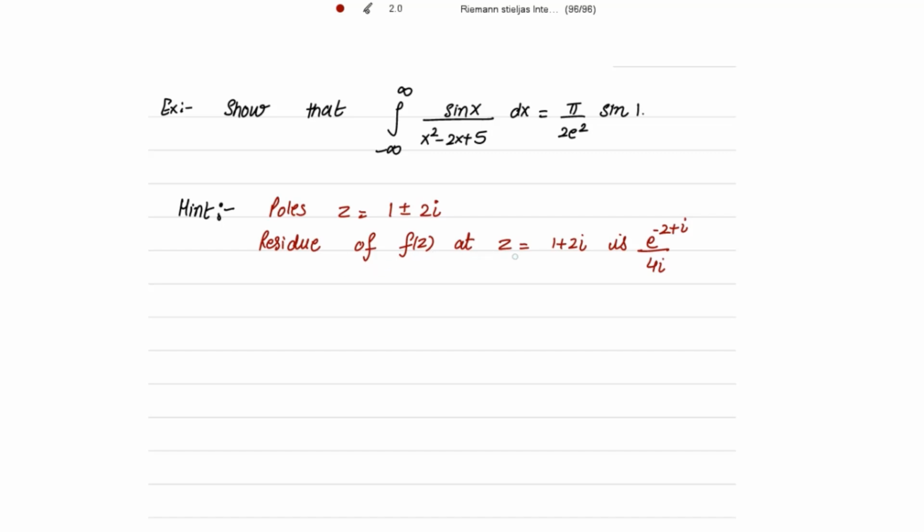The residue of f(z) at z equal to 1 plus 2 iota, because this pole will lie inside the contour. This residue is e the power minus 2 plus iota over 4 iota, right? Then apply the Cauchy residue theorem, apply Jordan's lemma, equate the imaginary parts and get your required result. Fine. So this is an exercise for you.